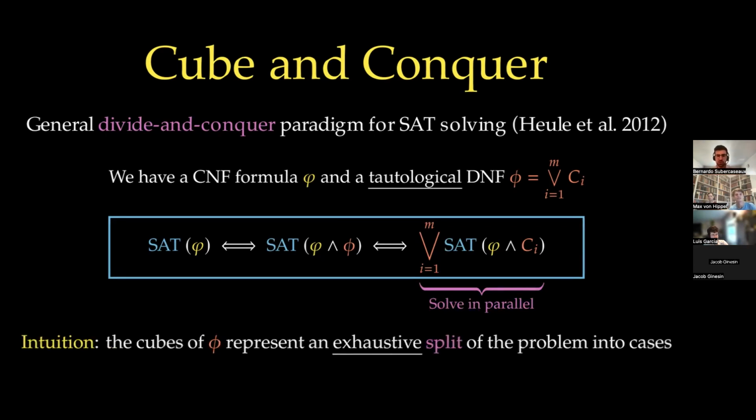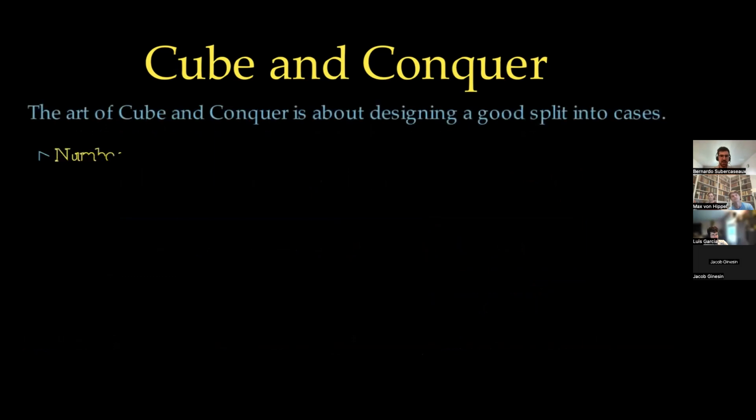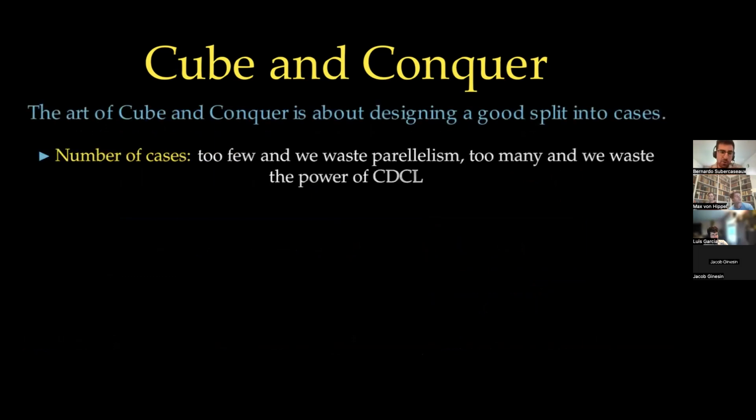So the intuition you want to think is that this formula phi is composed of these cubes that are an exhaustive split of the problem into cases. So the question then is what these cases would look like. And that's actually a very important question, because the whole performance of cube and conquer will be determined by how you split your problem into cases correctly.